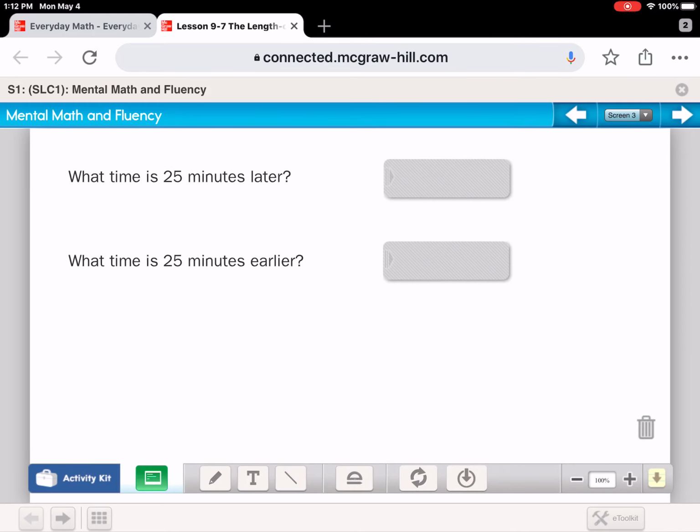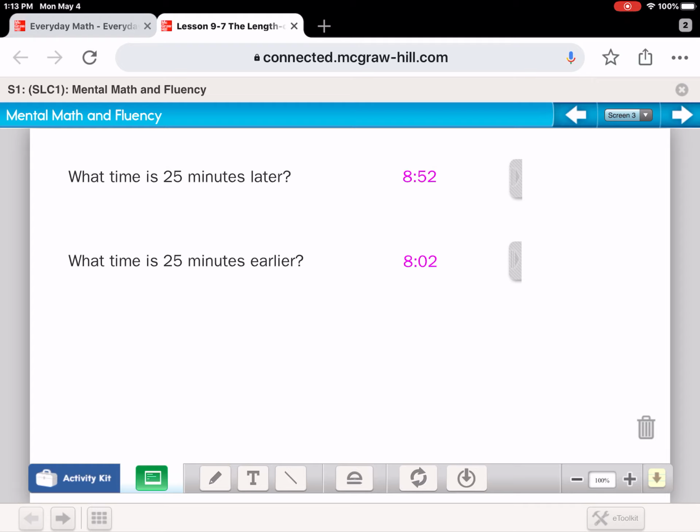This time I want you to imagine that it's 8:27. If it's 8:27, what time will it be in 25 minutes? 25 minutes later than 8:27 would be 8:52. And you might have thought that 25 and 25 is 50, and then because it was 27, you'd need to add on those 2 more minutes. If it's 8:27, what time would it be 25 minutes earlier? It would have been 8:02.